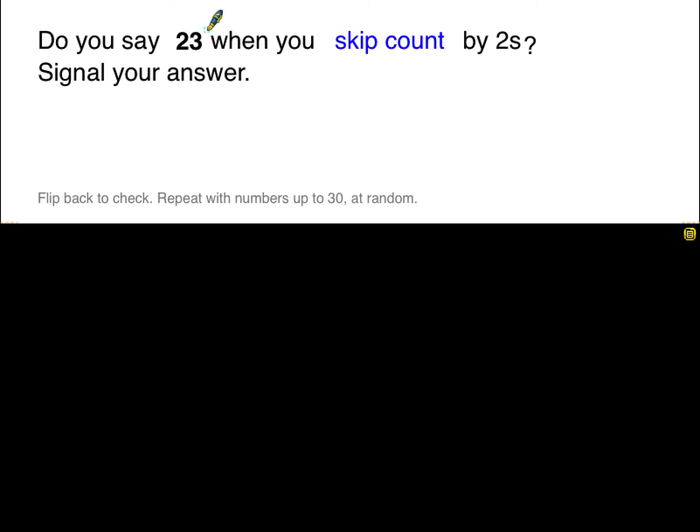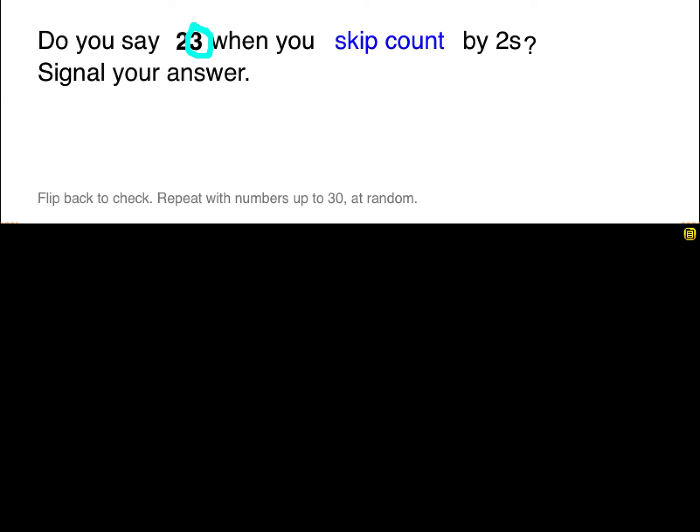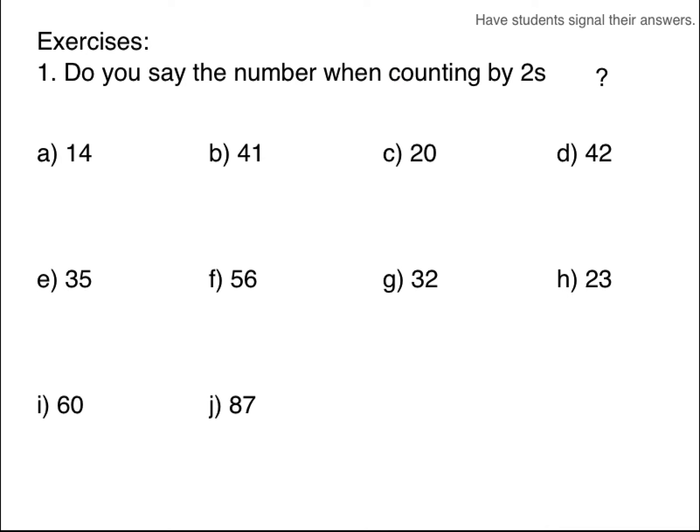Do you say 23 when you skip count? Here are the threes. No, we don't. So when we're counting by twos, the last digit, the ones digit, has to be a 2, a 4, a 6, an 8, or a 0.